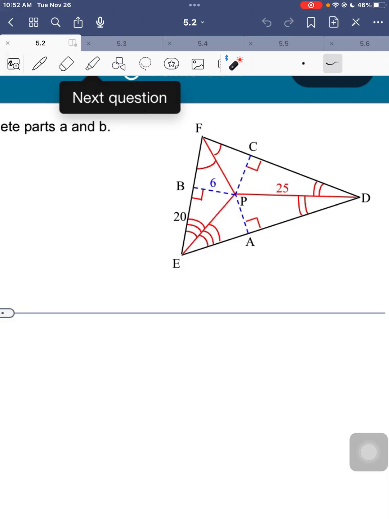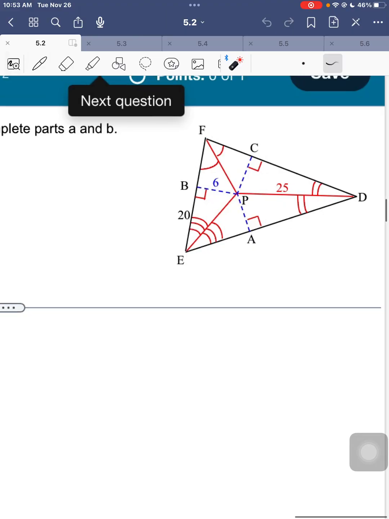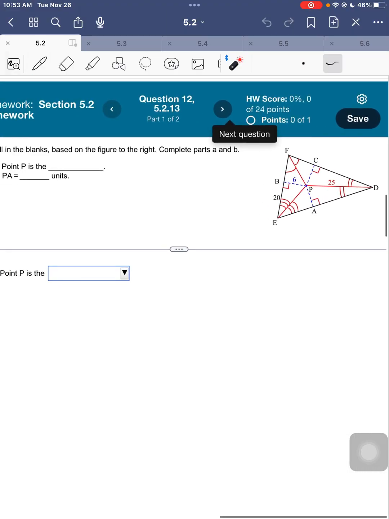Once again, your perpendicular bisectors and your angle bisectors, think of them as your Uber driver. I don't care how far it took him to get here. I only care about where he left me off. And where did he drop me off? At the incenter. Okay, so now let's look at the question. Point P is the incenter.